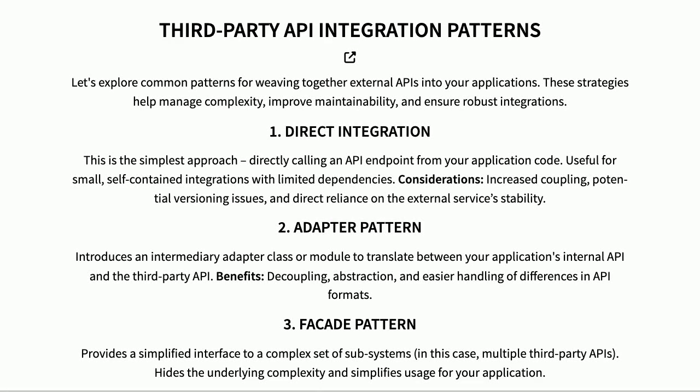Okay, let's dive into how we often connect with external APIs. First up is direct integration, basically just calling the API directly from your code. It's straightforward but can lead to tight dependencies on the external service. Next, we have the adapter pattern, which acts as a translator between your app and the third-party API, keeping things separate and easier to manage. Then there's the facade pattern. Think of it as a simplified front door to a bunch of complex APIs. And finally, if you need to interact with multiple APIs in sequence, the chain of responsibility pattern can really streamline things by creating a flexible workflow.